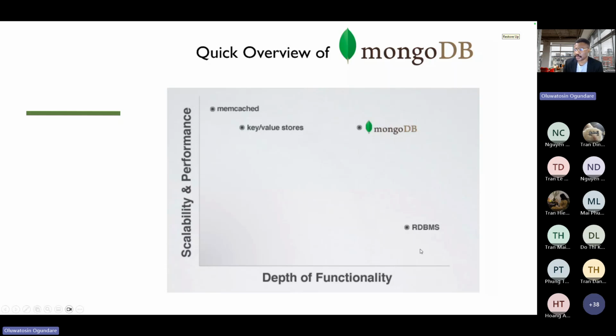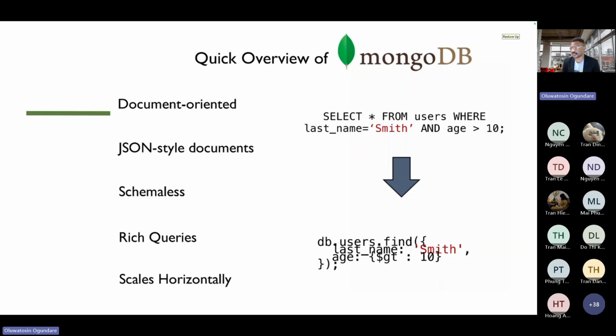And so RDBMS has the worst read-write throughput, but has deeper functionality than any of these. In terms of read-write performance, MongoDB is just as good as any key value store, according to their claim, but they also have deeper functionality than a key value store. All right, so all of this you've already seen before.